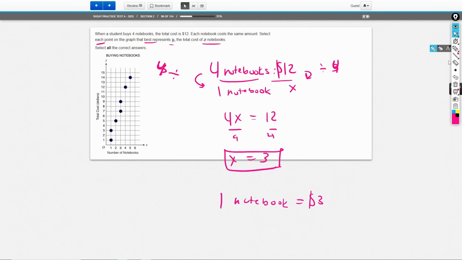When I have 1 notebook, the total cost should be $3. So I'm not going to click that. Now there's another point. It says when you have 1 notebook, the total cost is $3. Is that true? Yes, it's true. Absolutely. Because 1 notebook is $3.